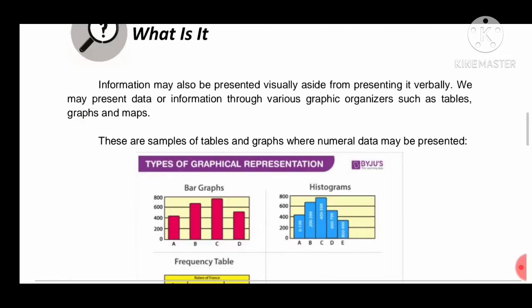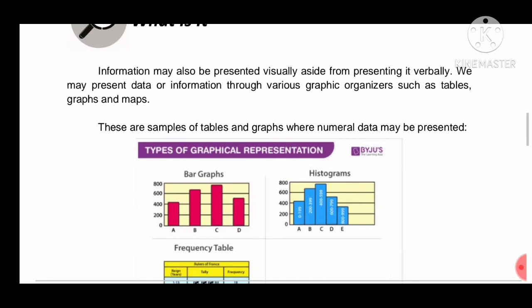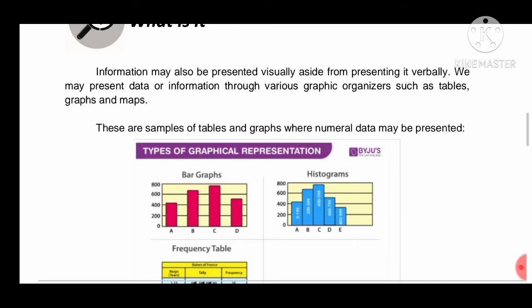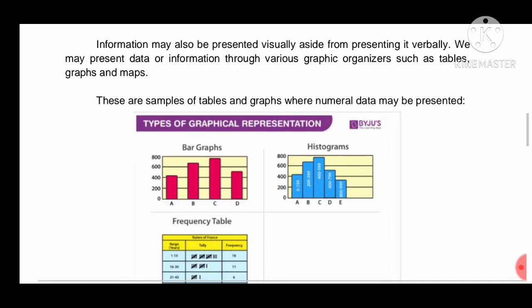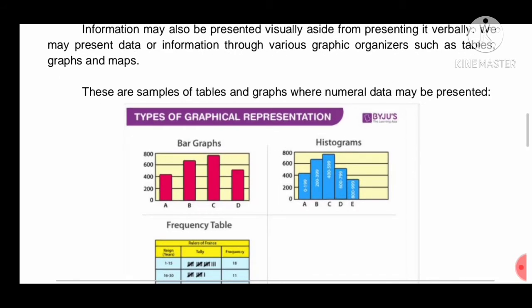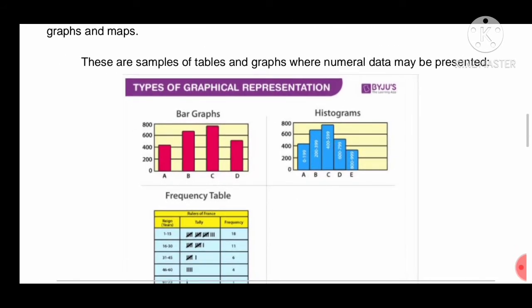Okay, so let's move forward. We can present the data through text, but some students find it easy to analyze the information by using tables or graphs or organizers. So look at this part. Information may also be presented visually aside from presenting it verbally. We may present data or information through various graphic organizers such as tables, graphs, and maps. So these are the examples of tables and graphs where numeral data may be presented.